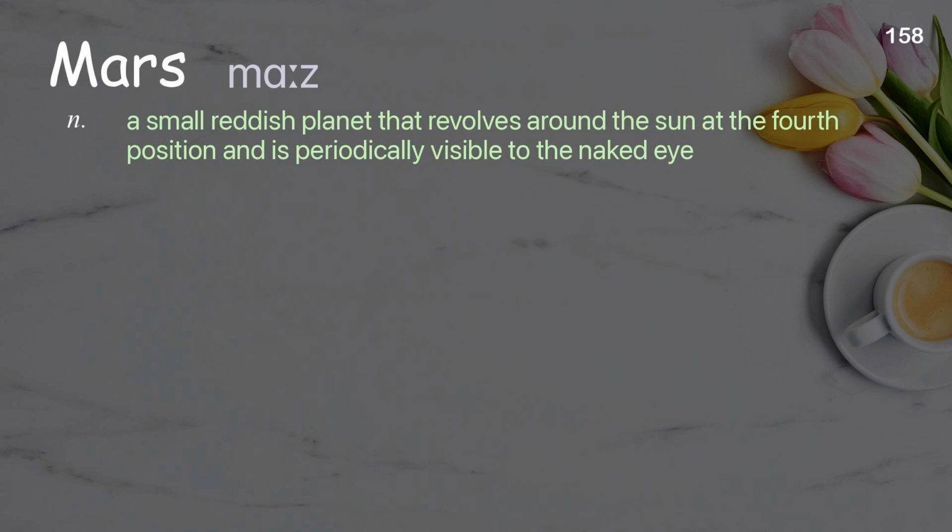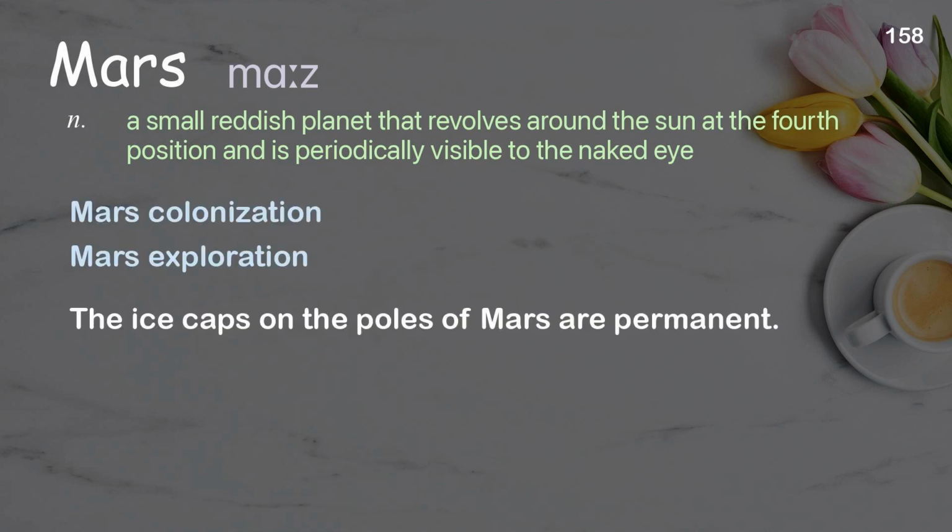Mars. A small reddish planet that revolves around the Sun at the fourth position and is periodically visible to the naked eye. Examples: Mars colonization. Mars exploration. The ice caps on the poles of Mars are permanent.